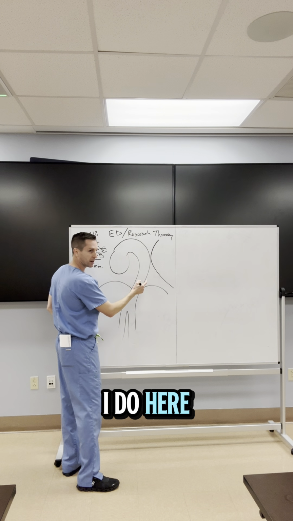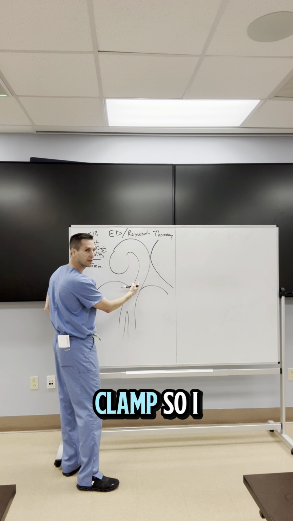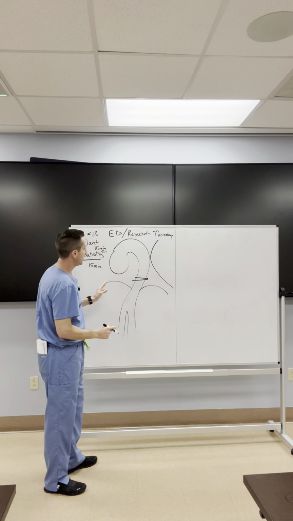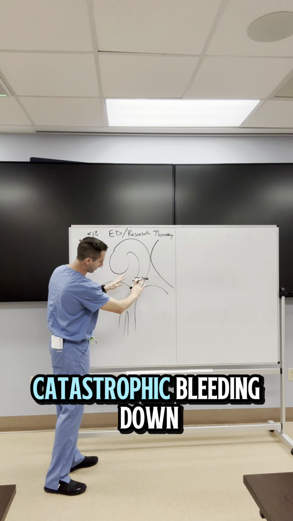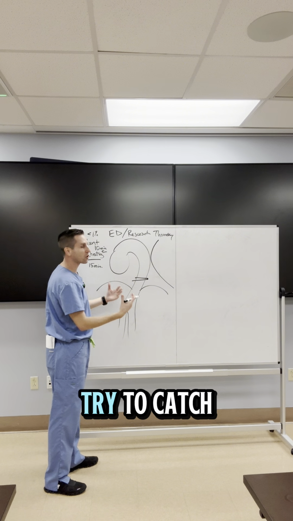Then what do I do here? You should know this answer. Is that the tamponade? No, here. Oh, clamp. So I cross-clamp the aorta. Okay, so we do that. So now any catastrophic bleeding down here is stopped for the moment, and we can try to catch up.